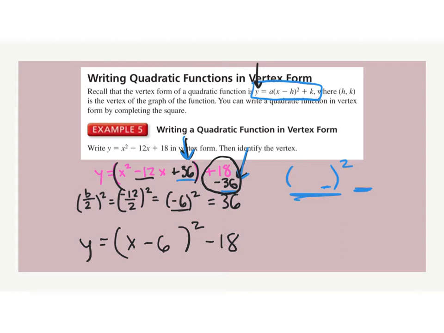So now we have our function in vertex form, and we have to identify the h and the k, because it says identify the vertex. So we know for our h, we get it inside the parentheses, but we have to change the sign, so this is 6, and the k is outside, so negative 18.